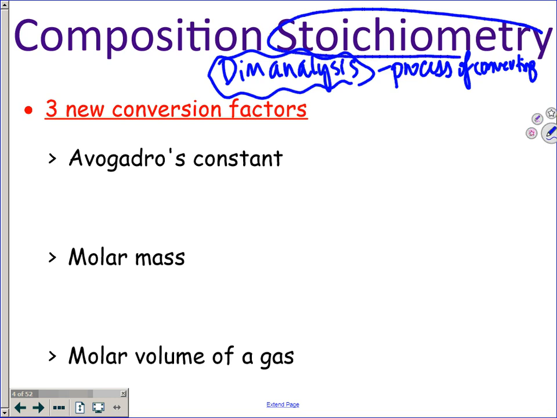So dimensional analysis is the process of converting. Stoichiometry is the actual fancy word for the process of converting. And I'm hoping that you're stoiched about this. Okay. So Avogadro's constant, we all should know that now. What is that?